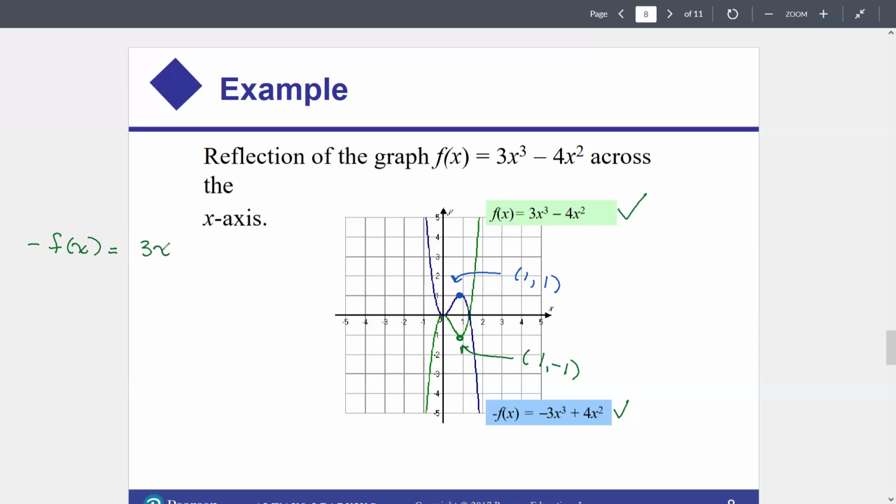It's essentially taking this function here and saying, I'm just multiplying it all by a negative 1. Well, if you distribute that across, that's going to be negative 3x cubed plus 4x squared. So that's how I get this function here. And then what we expect to happen with the blue function is that this point translates to that point because everything's reflecting over the x-axis.